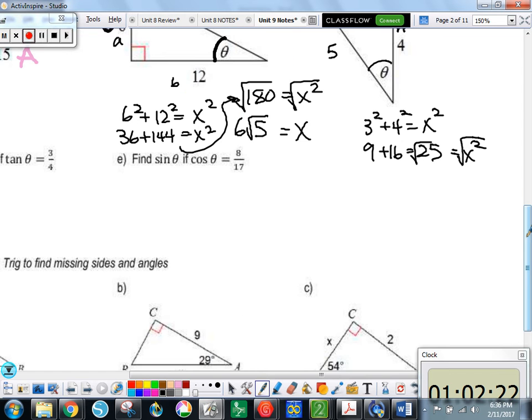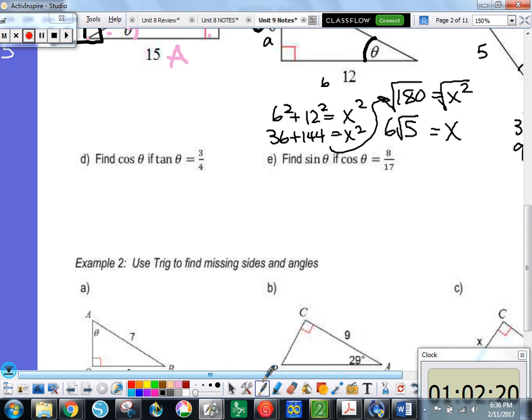All right, keep going. What about this problem? Find the cosine if the tangent is 3/4. Any ideas on how you would go about this problem?